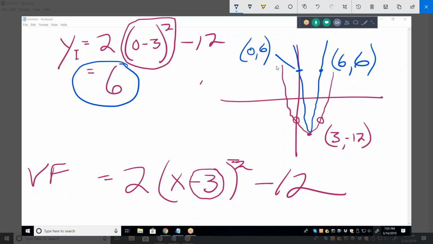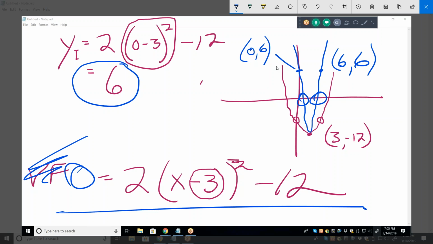Okay. That's a good place to stop. I do have a 7:30 I have to get to. If I had a little time, we'd go back and find these x-intercepts also, and we would do that by setting y equal to 0 and solving that equation. Okay?